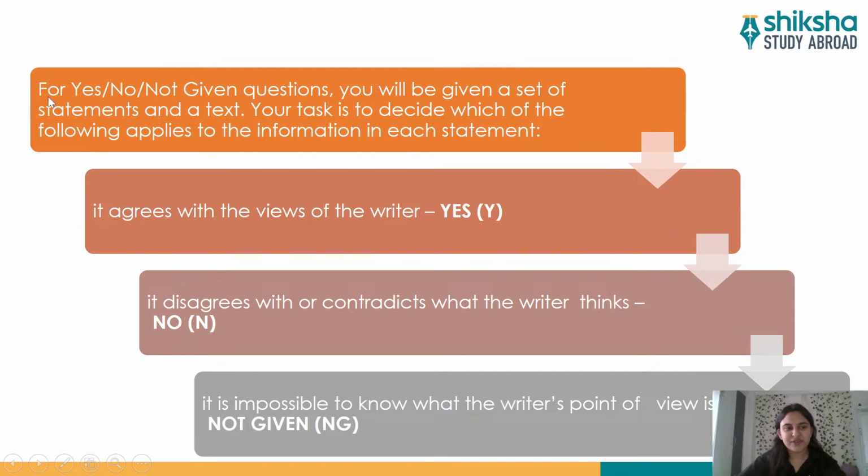So yes, let me read it out for you. For yes, no, not given questions, you will be given a set of statements and a text. And your task is to decide which of the following applies to the information in each statement. So if the information from the passage actually correlates with the question, then definitely it agrees with the views of the writer. That means you'll write yes.